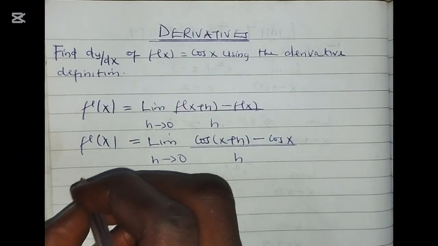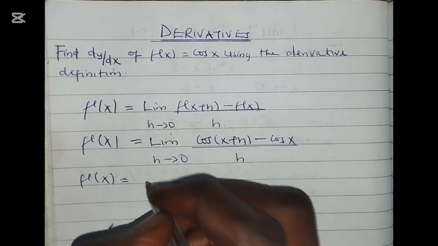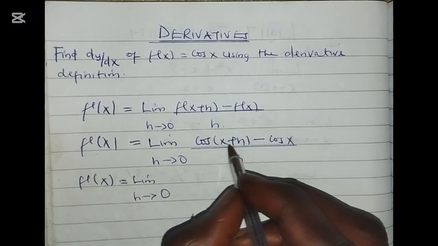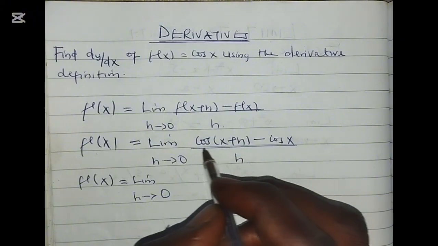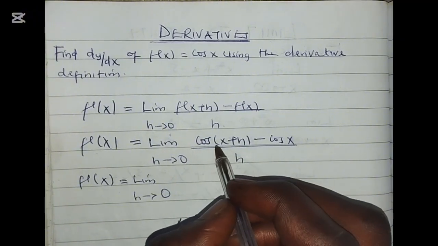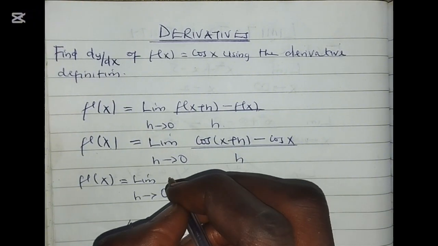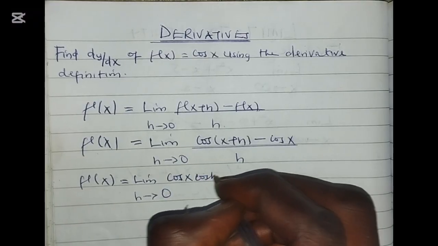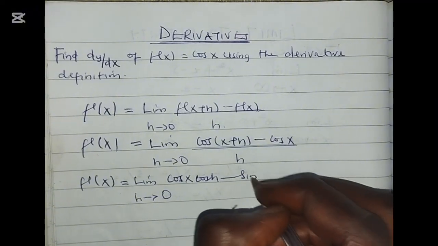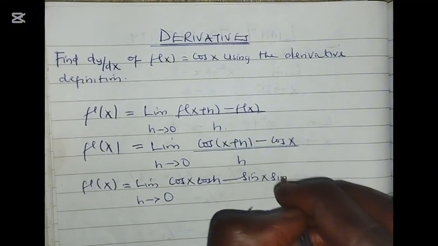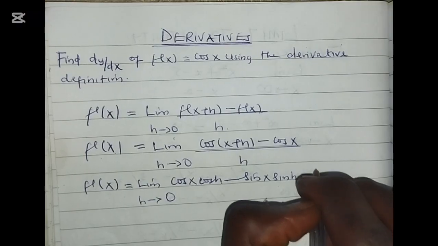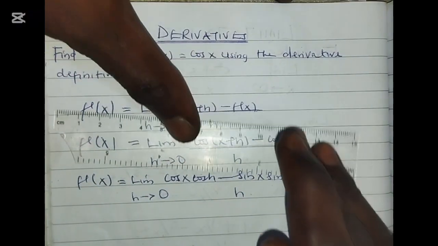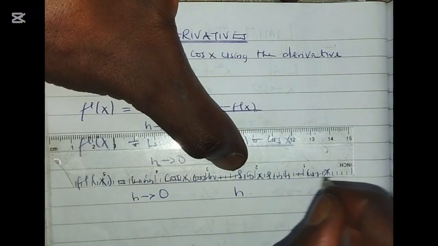So now remember that from the compound angle formula, to expand cos(a + b), this becomes cos a cos b minus sin a sin b, then minus cos x, all over h.